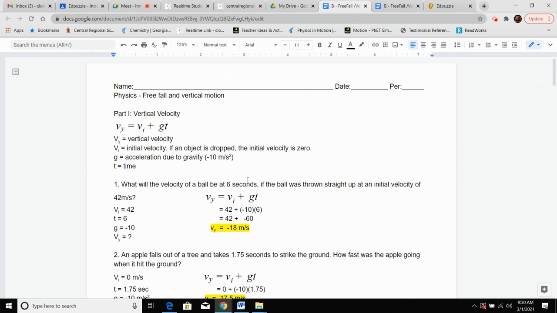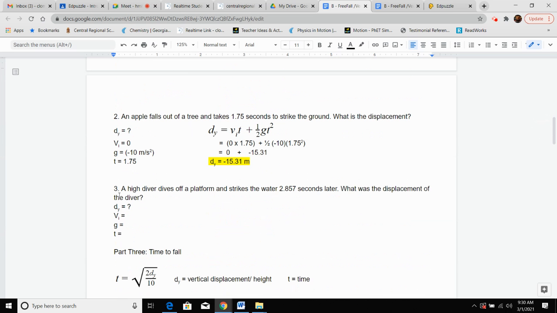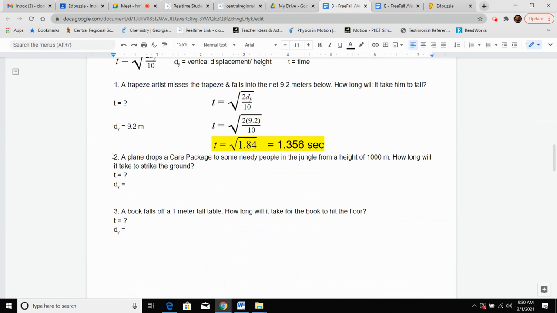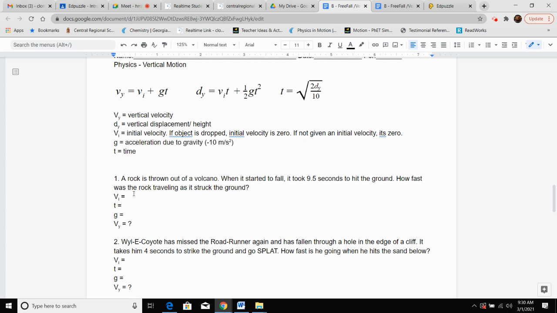You need to finish, in part 1, number 3. In part 2, you need to finish number 3. In part 3, you need to finish 2 and 3. And then these guys here. If you're not sure, there are completely worked out example problems to help guide you. It's going to be the same setup. So hopefully, guys, this helps us solve for our missing pieces of information. This is just the vertical component of these guys.